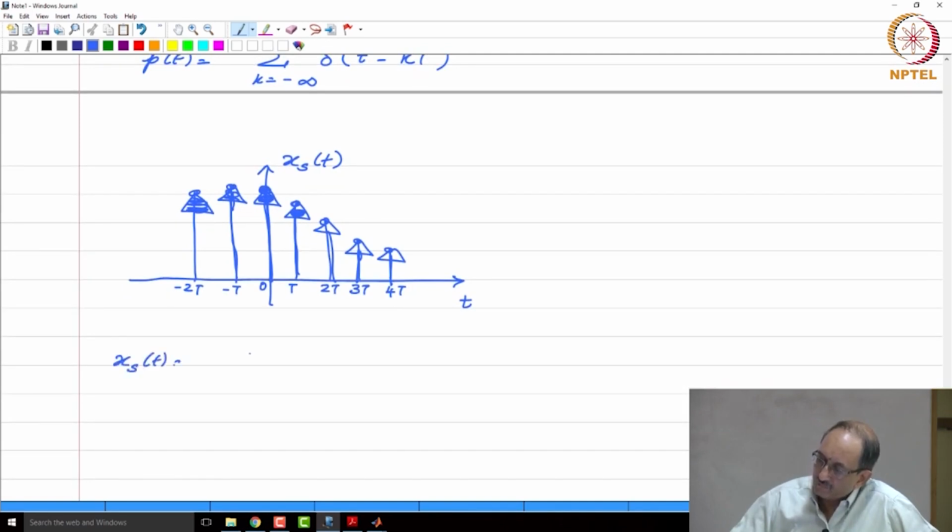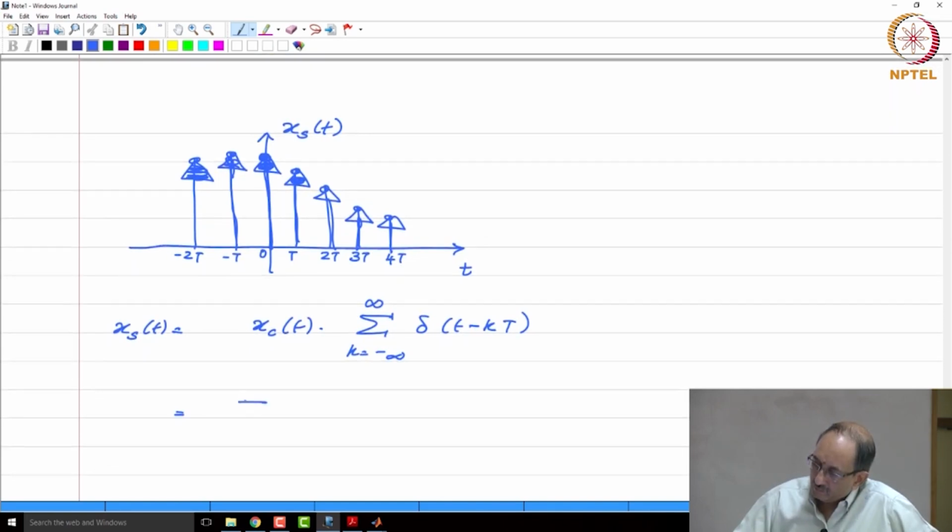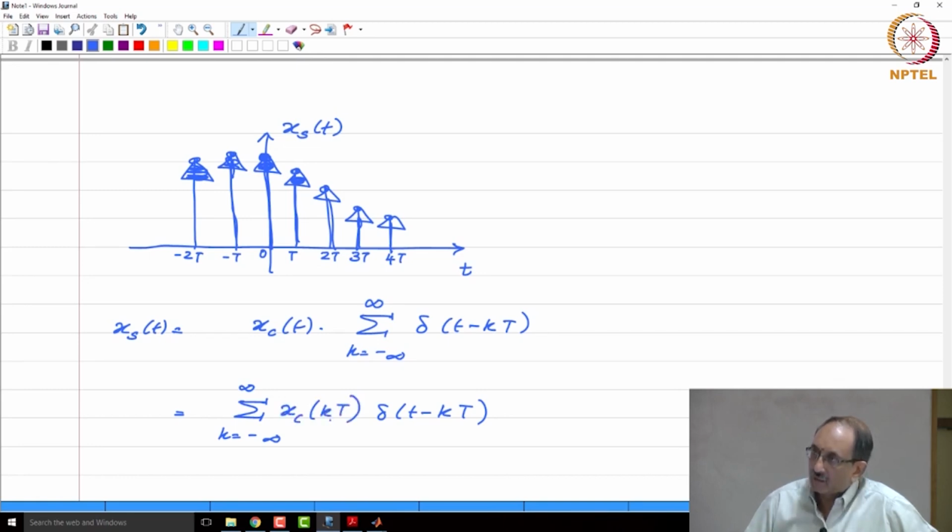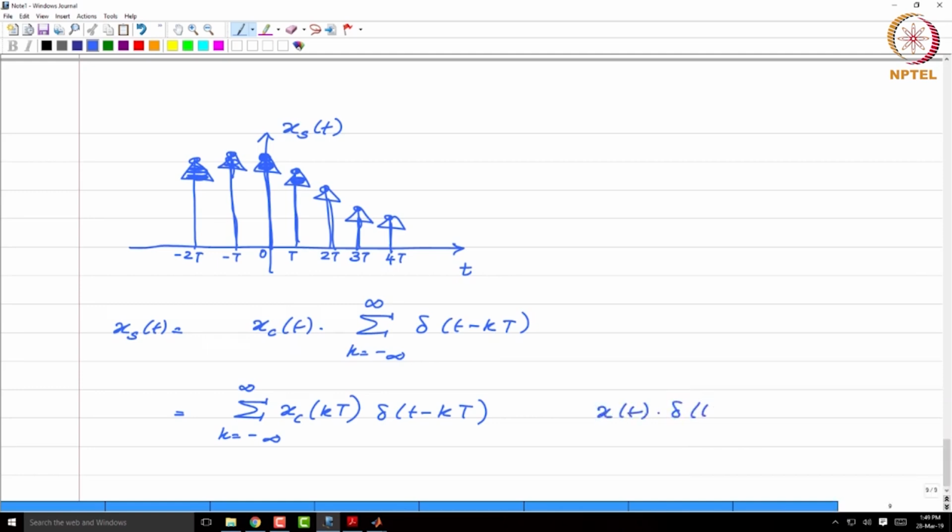Therefore, xs of t is xc of t times the sum over k going from minus infinity to plus infinity of delta of t minus kT. So, capital T is now your sampling interval. xc of t can be taken inside, so this is xc of t times delta of t minus kT, and we will use the shifting property. So, this now becomes xc of kT, because x of t times delta of t minus t naught is nothing but x of t naught times delta of t minus t naught. From the shifting property you get this.